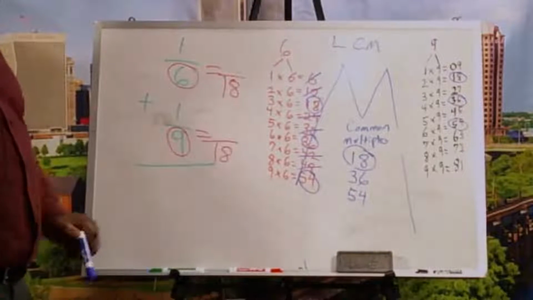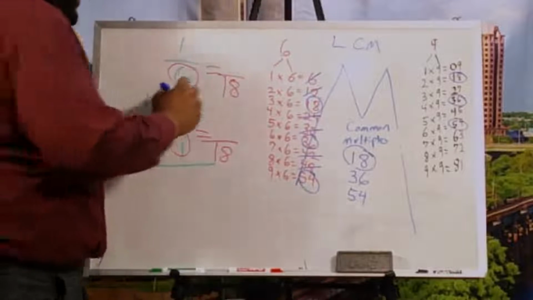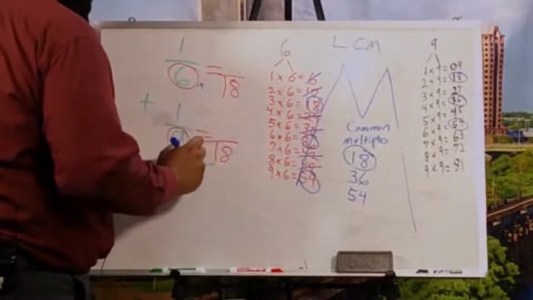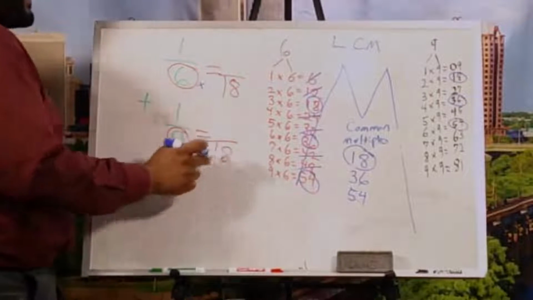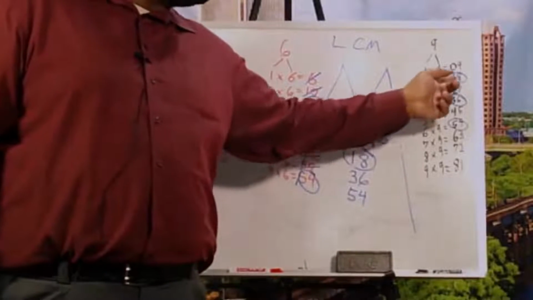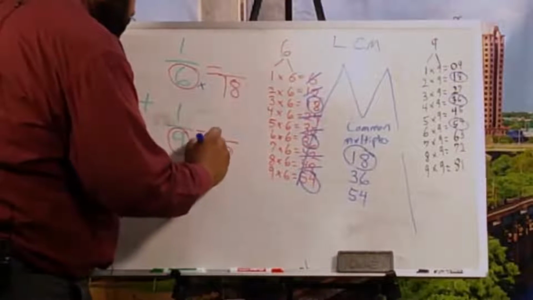Woo, this is a lot of work. But guess what? We're almost there. Last thing, we want to turn into an equal fraction. So now the number here is 9 times what gives us 18? Your answer is right here. 9 times 2 is 18. So I'm going to multiply this times 2.